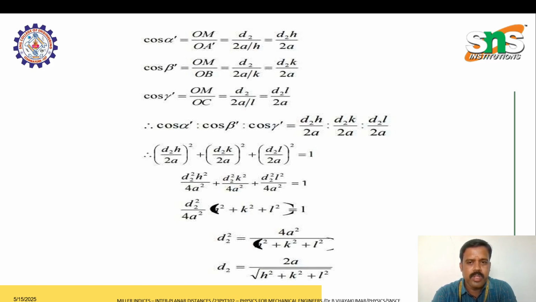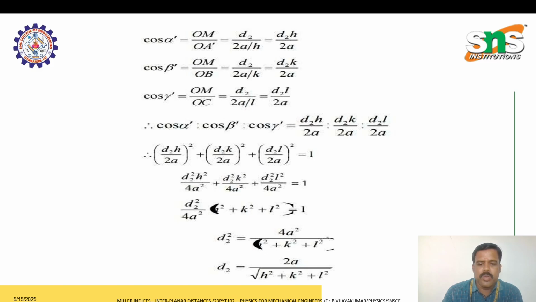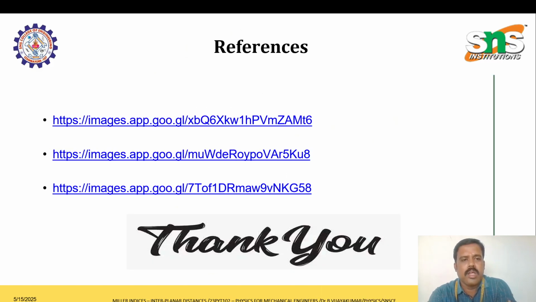Substituting these values, since cos squared alpha plus cos squared beta plus cos squared gamma equals 1, and taking the common term, we get d squared by 4a squared times h squared plus k squared plus l squared equals 1. Finally we get d equals 2a by root of h squared plus k squared plus l squared. This is how we find the interplanar distance, where d is the interplanar distance. I prepared this PPT of Miller indices and interplanar distance of crystal physics.